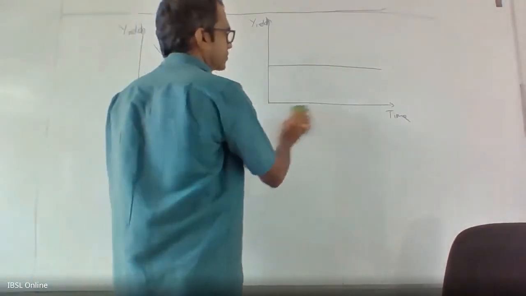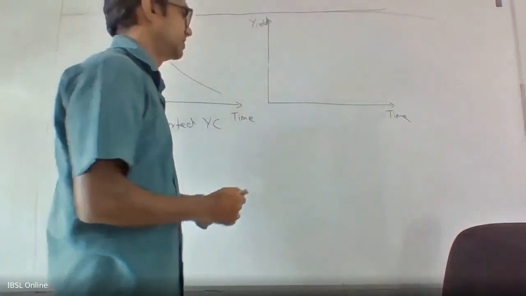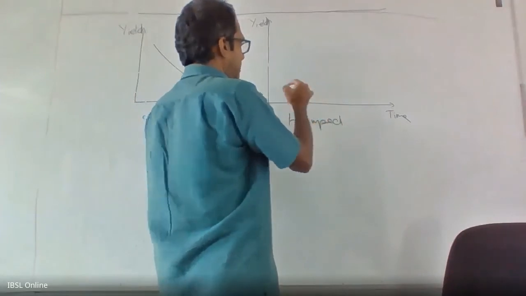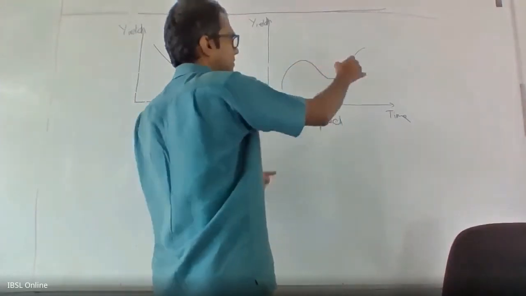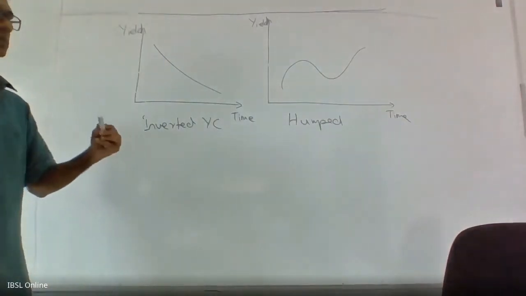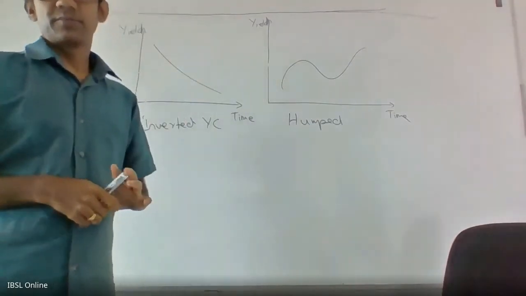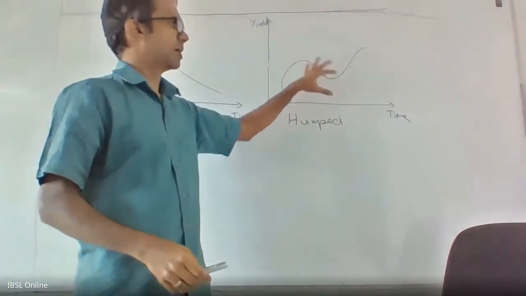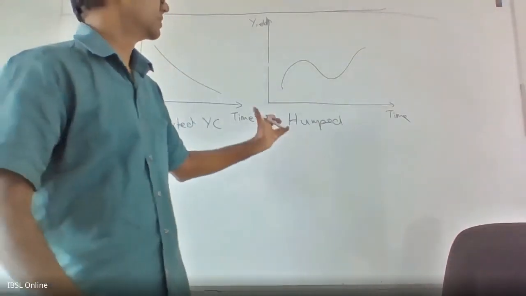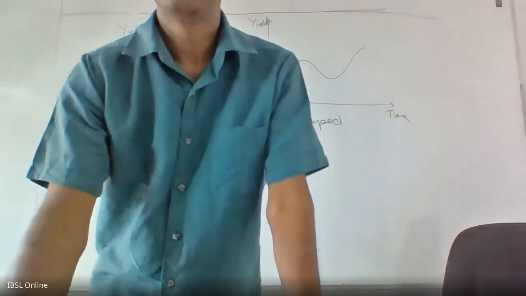And the fourth one is the humped yield curve. That means it may be something like this. There are humps in the yield curve. Those things we call a humped yield curve. So then the different tenors expect different movements.